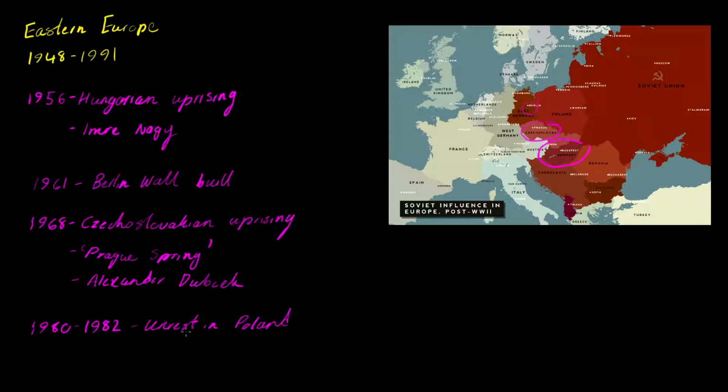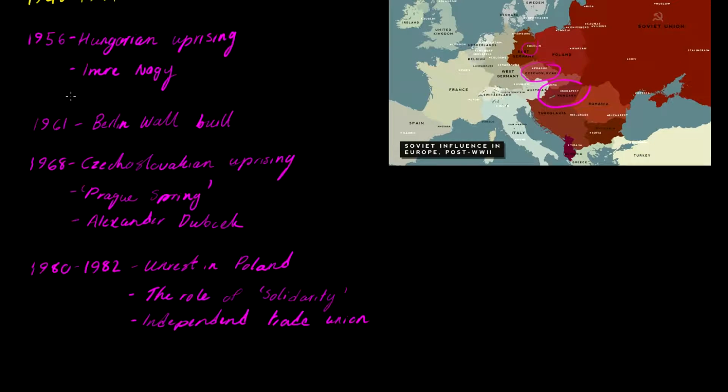Between 1980 and 1982, we have unrest in Poland. So Poland is starting to actually become Poland right here, disliking Soviet rule. We have the role of Solidarity, which was a group. It was an independent trade union in Poland who fought for workers' rights. We'll look into more detail in that later. And the leader of Solidarity was Lech Walesa.